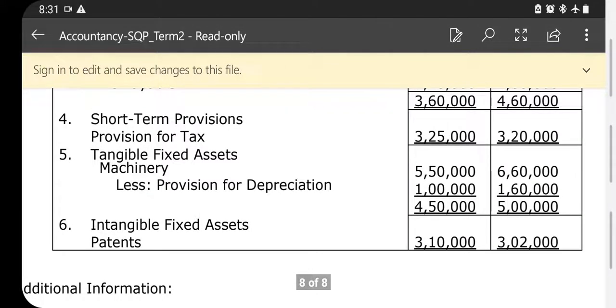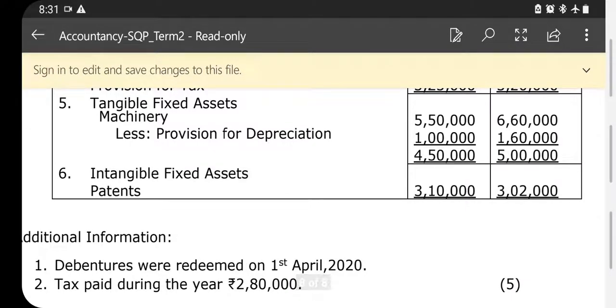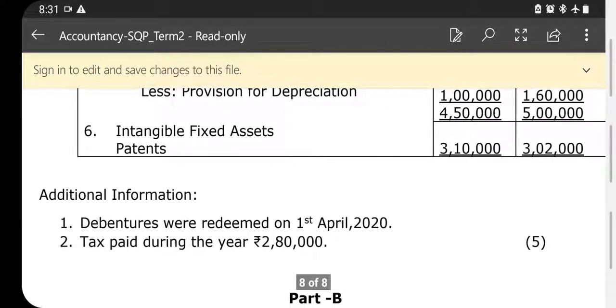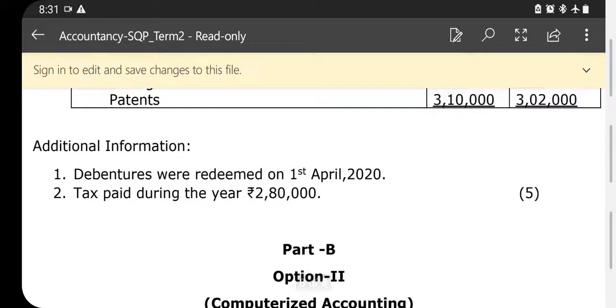Fifth one, tangible fixed assets, machinery 5 lakh 50,000, 6 lakh 60,000, less provision for depreciation 1 lakh 60,000. Total 4 lakh 50,000, 5 lakhs. Sixth point, intangible fixed assets, patents 3 lakh 10,000, 3 lakh 2,000. Additional information. Number 1, debentures were redeemed on 1st April 2020. Second point, tax paid during the year 2 lakhs 80,000. This is carrying 5 marks only.